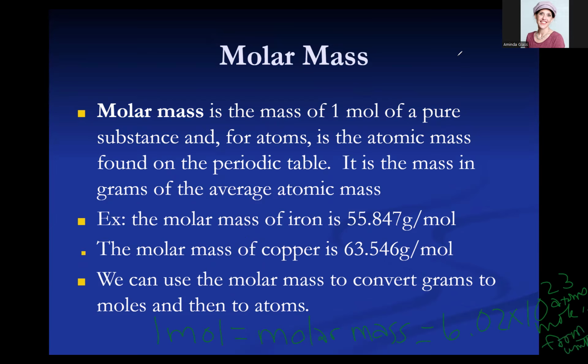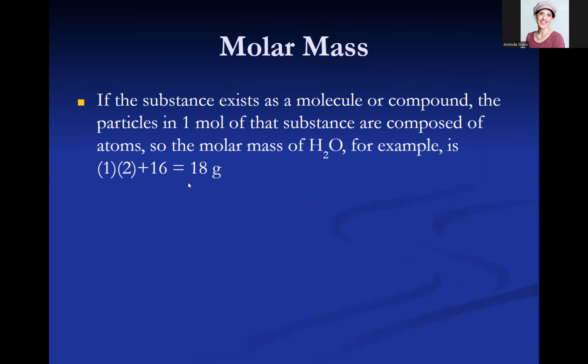I can't really write as well on the screen, but just so that you see, you can make a conversion just like we did before. 1 mole equals a molar mass from the periodic table, which also equals 6.022 times 10 to the 23rd atoms, molecules, or formula units. Now, if the substance exists as a molecule or a compound, the particles in 1 mole of that substance are composed of atoms.